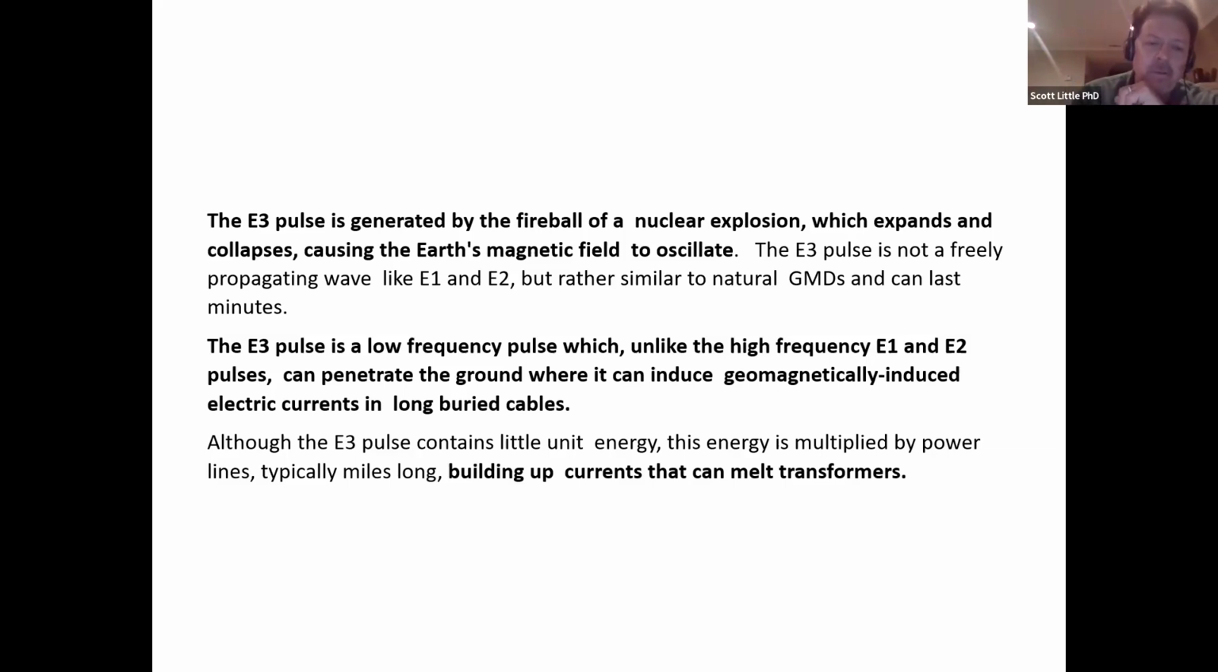So what does that mean? Well, when you have a lower frequency pulse, it's able to penetrate things like the ground. So an E1 or an E2 couldn't do that. The frequency is too high. You'll notice this when you hear music from someplace like the other room, you can hear a bass sound, but you can't necessarily hear the higher frequencies, like maybe somebody singing, because those higher frequencies don't penetrate through solid objects, but a lower frequency will.